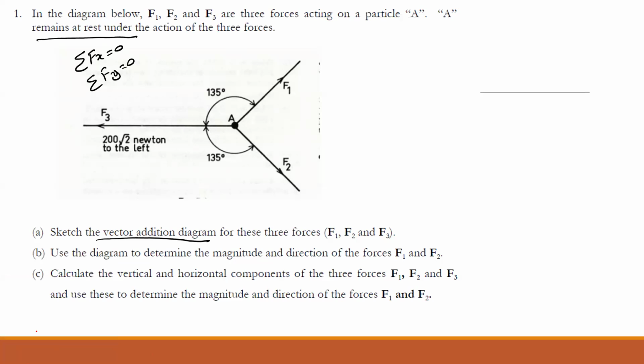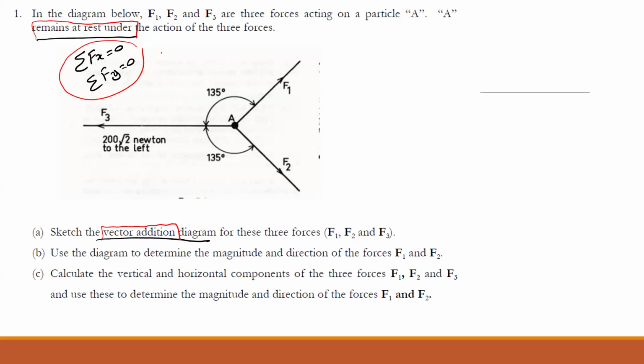So let's do this. As this particle is in equilibrium, what can you say about the shape of the vector diagram? Rest means the resultant force is 0. So that means your vector diagram should be what? Is that a closed shape? It is a closed shape, yes. So start to end is 0 because there is no resultant force.